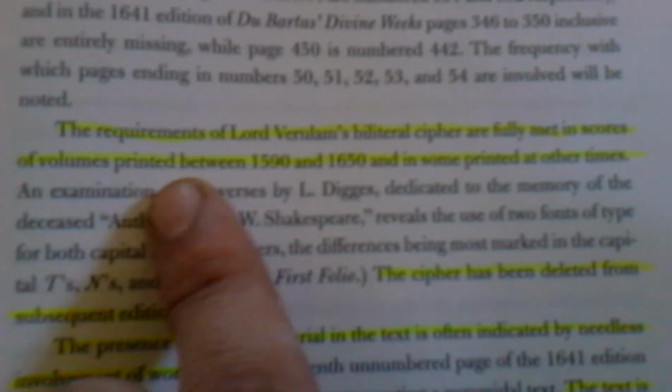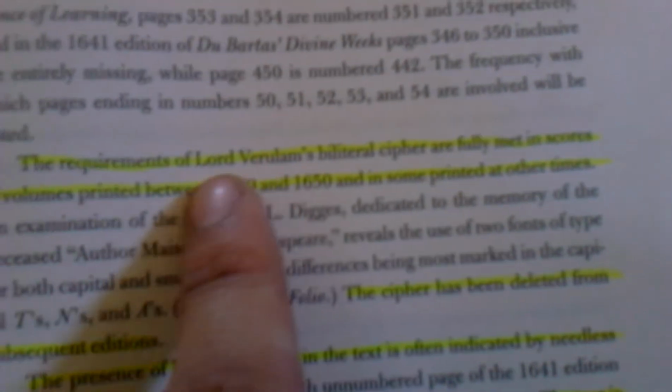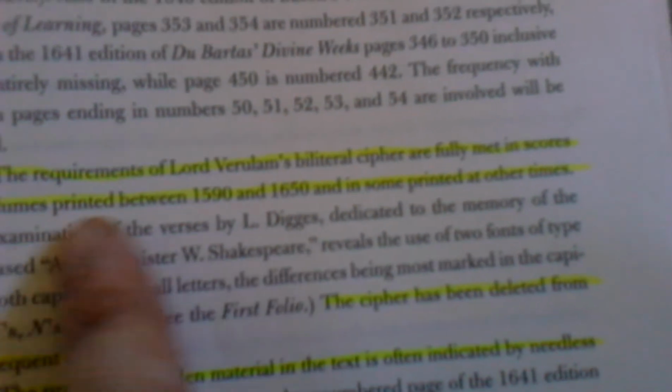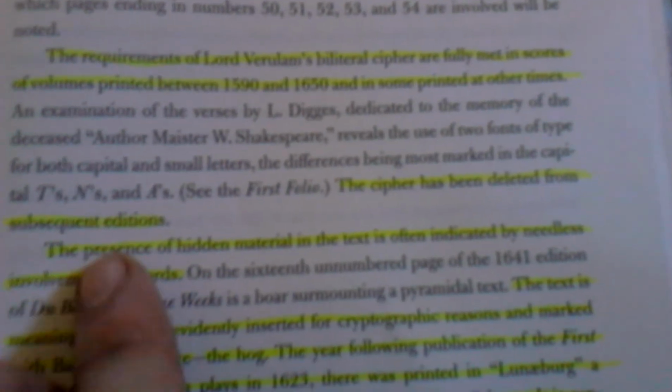Look at this. The requirements of Lord Verulam's bilateral cipher are fully met in scores of volumes printed between 1590 and 1650, and some printed at other times. So see, his little bilateral ciphers were all over his writings. Bilateral ciphers. And it explains in this book what a bilateral cipher is. It's using two different texts to write out a little cipher. The cipher had been deleted from subsequent editions. So see, they deleted them from some subsequent editions.